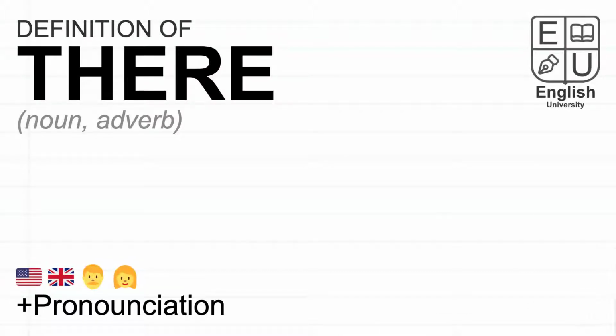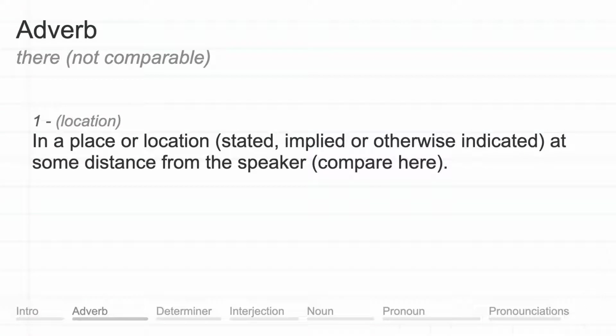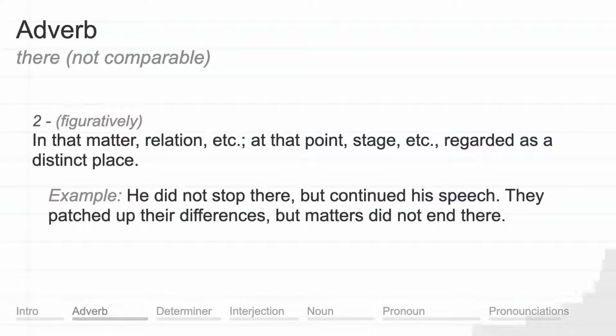Definition of the word "there." Adverb. In a place or location, stated, implied or otherwise indicated, at some distance from the speaker; compare "here." In that matter, relation, etc.; at that point, stage, etc., regarded as a distinct place. Example: He did not stop there, but continued his speech. They patched up their differences, but matters did not end there.